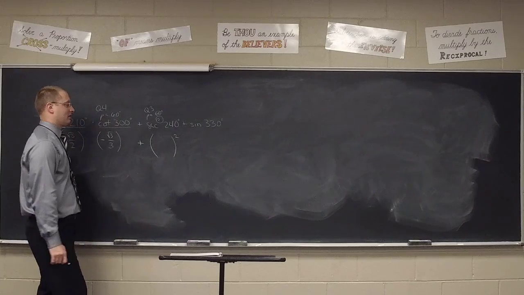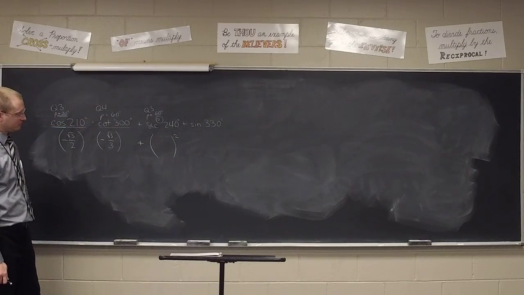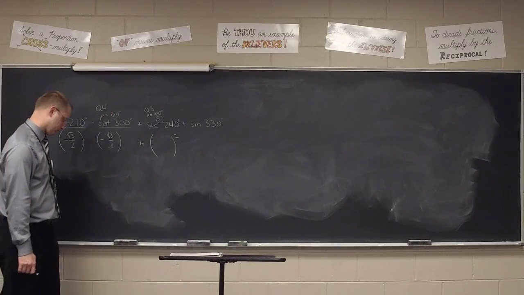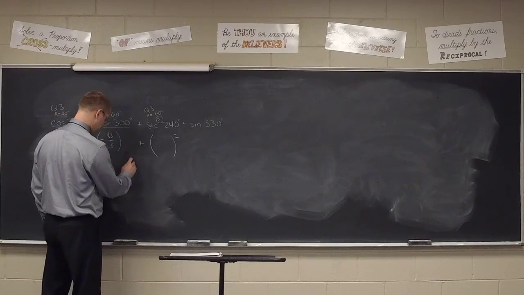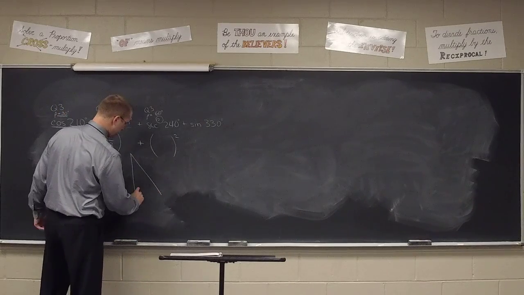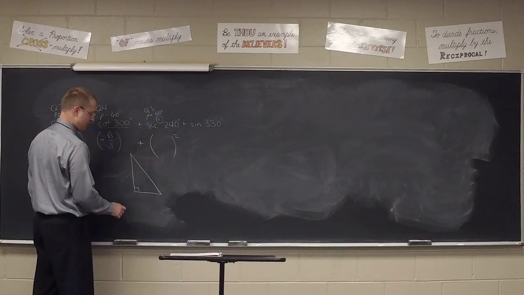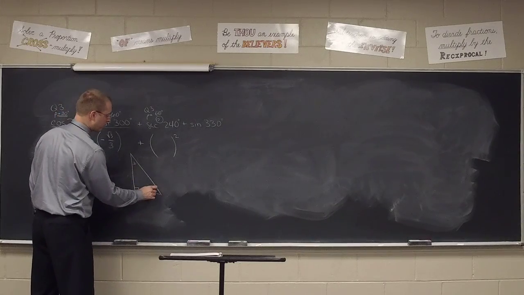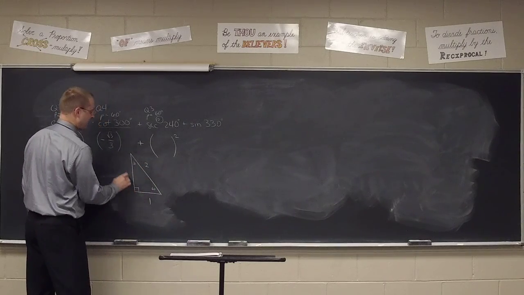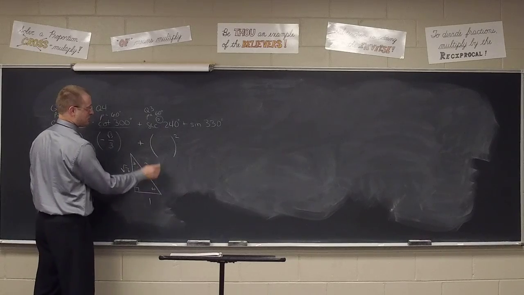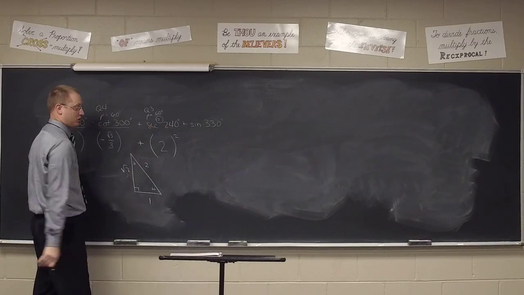Hypotenuse over adjacent is 2 over 1. It's just 2. I said 1 over 2 earlier, but it's 2 over 1. There we go. Hypotenuse over adjacent, 2 over 1. And then, of course, we're going to square the 2 over 1.